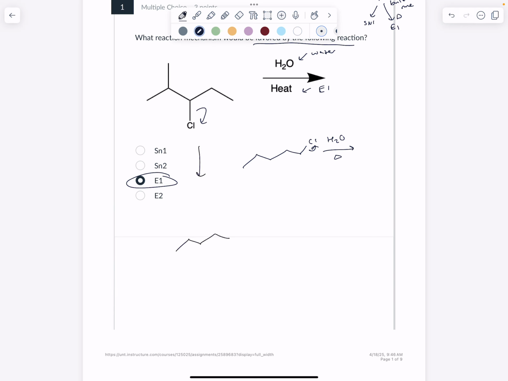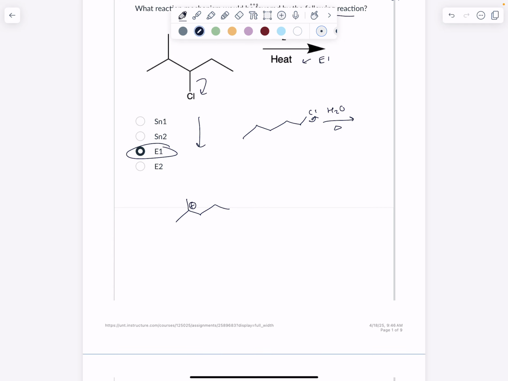So if our leaving group leaves, we have a carbocation right here. And then I guess the initial carbocation would be here, and then it would rearrange. And then you could either have your nucleophile take a hydrogen from here or from here. And you'd get two different alkenes.